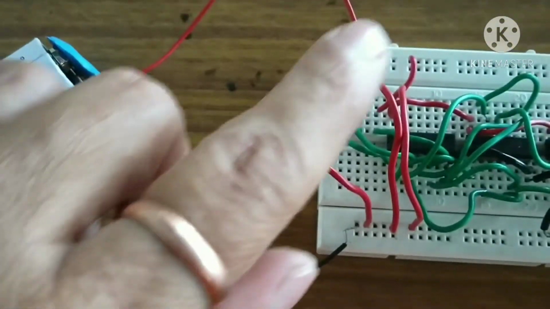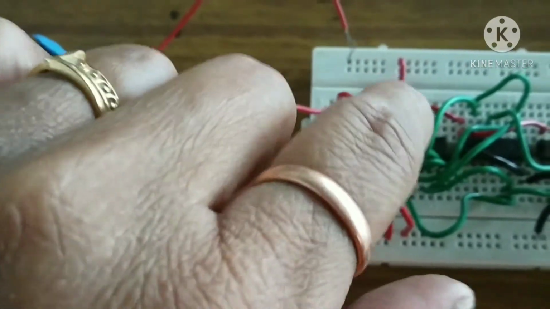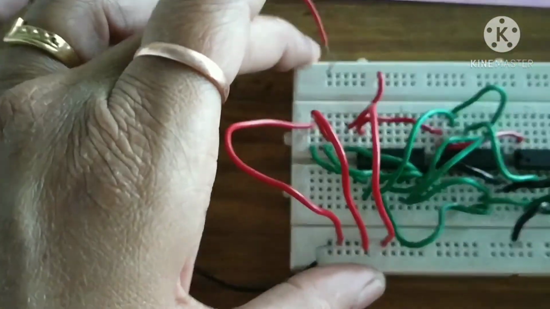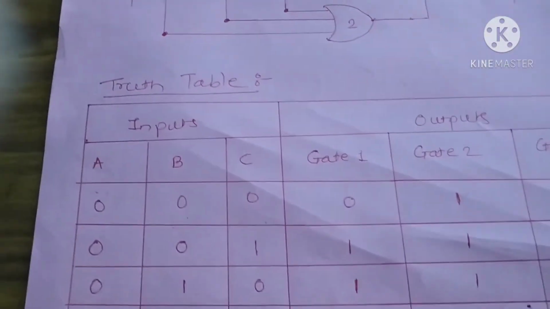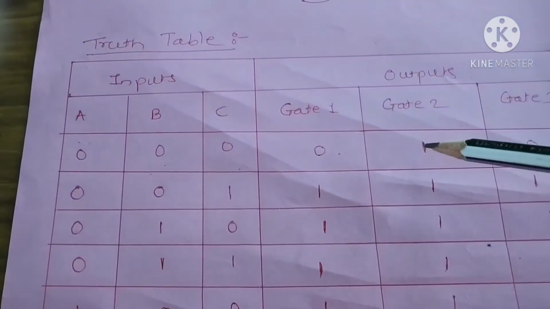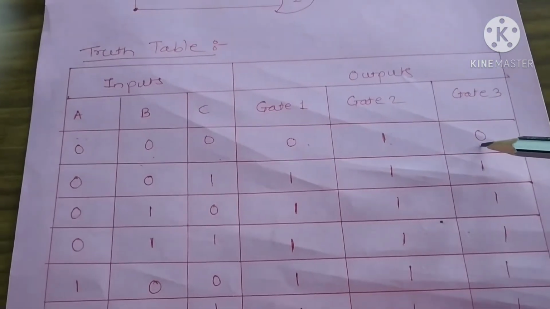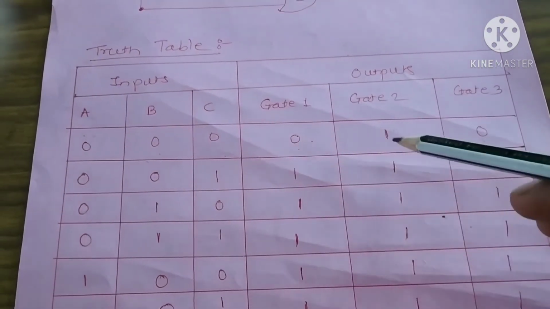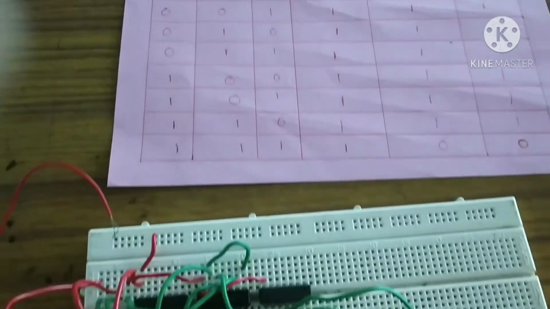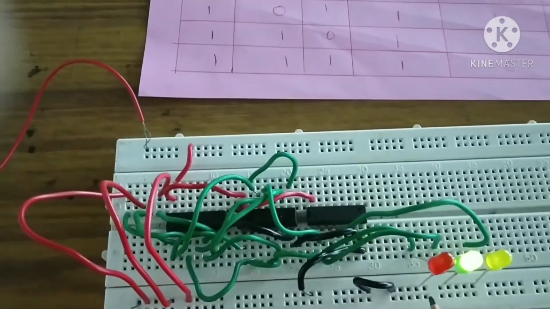So when I am applying A to 0, B to 0 and C to 0, my output should be gate 1 0, gate 2 1 and gate 3 0. That means 0 1 0. So here is the output C.